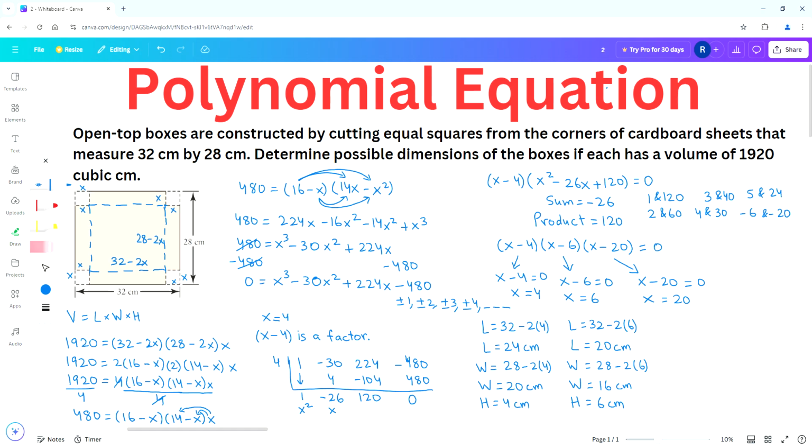Next, we can use the x value 20. Two times 20 is 40. 32 minus 40 is equal to -8. It is not possible for a dimension to be a negative number. Therefore, x equals 20 is an invalid answer. Therefore, the box can have two possible set of dimensions.